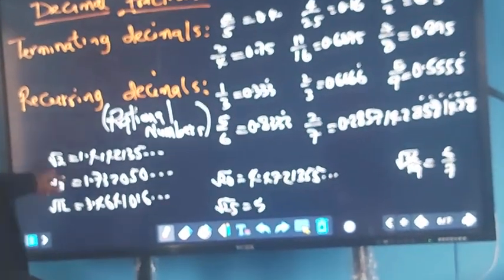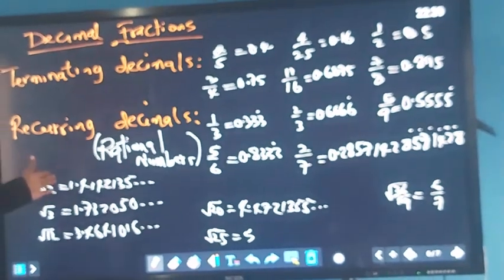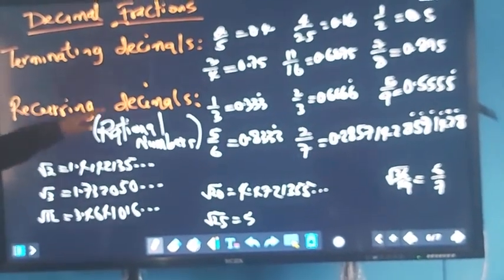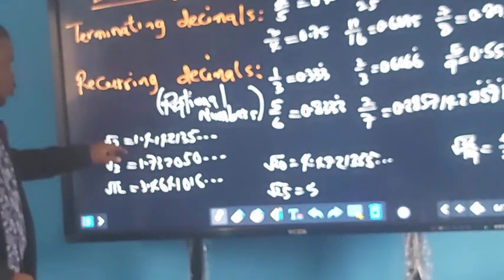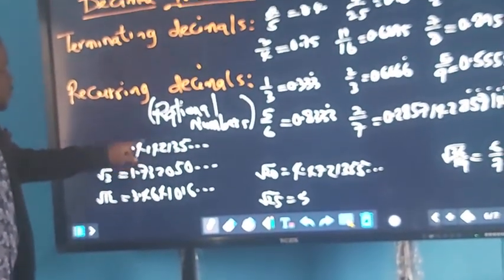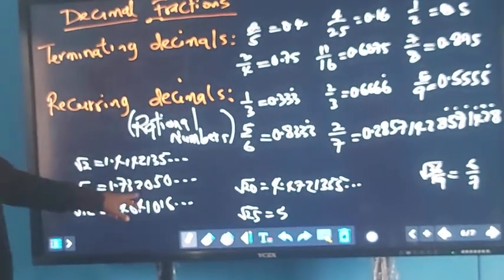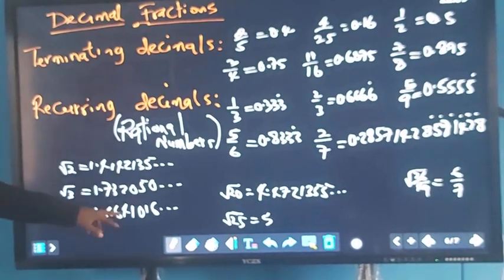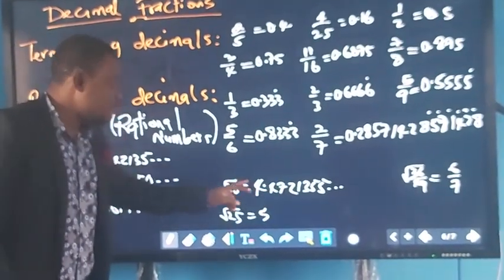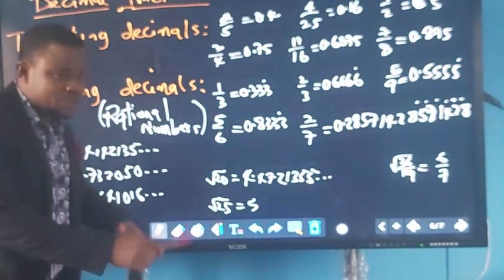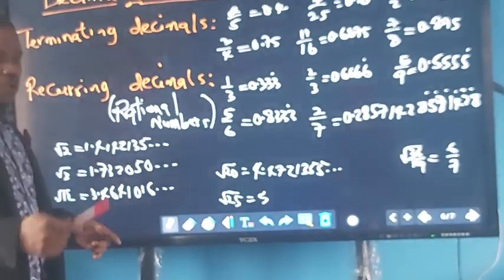Then we have numbers that are not terminating, neither are they recurring. Like root 3, root 2. Is that 1.414213? It doesn't follow any pattern. The same thing with root 3, it doesn't follow any pattern. Root 12, no pattern. Root 20, 4.47, there's no particular pattern, and they don't end, they just go on and on.